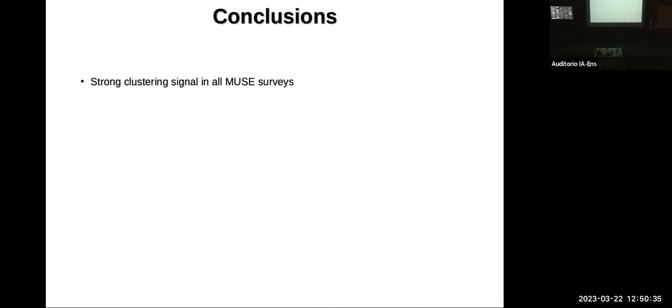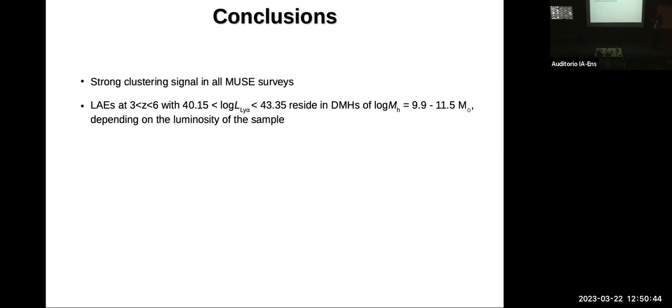So let me just quickly conclude. What have we found? We have found a strong clustering signal in the three MUSE surveys for the Lyman-alpha emitters. We have calculated typical dark matter halo masses between 10^10 and 10^11.5 solar masses, depending on the luminosity of the sample.